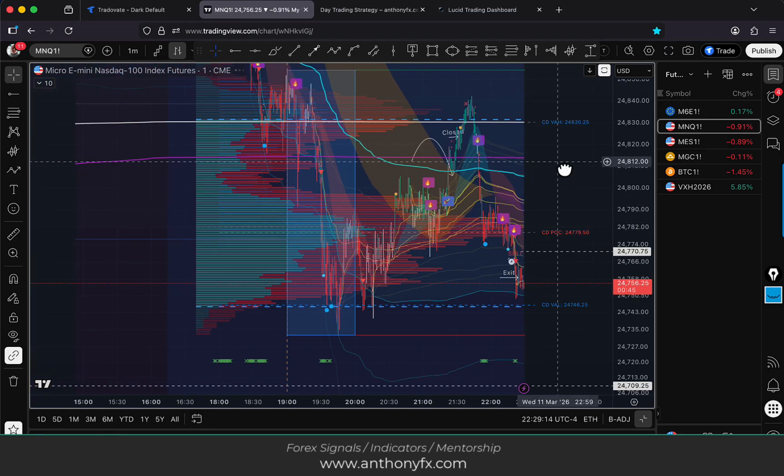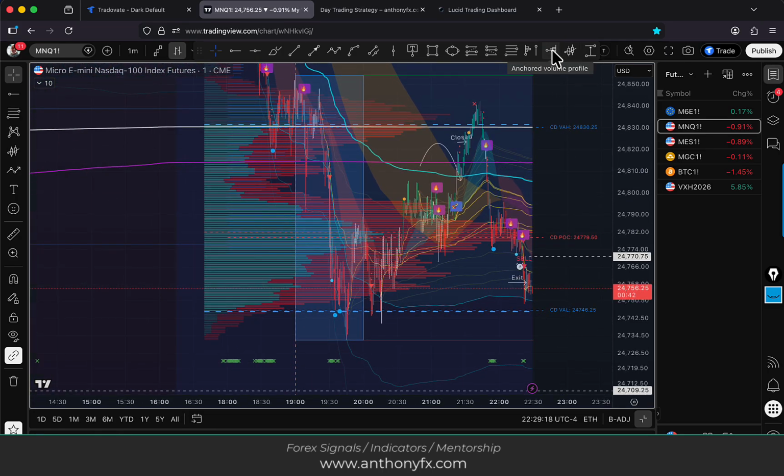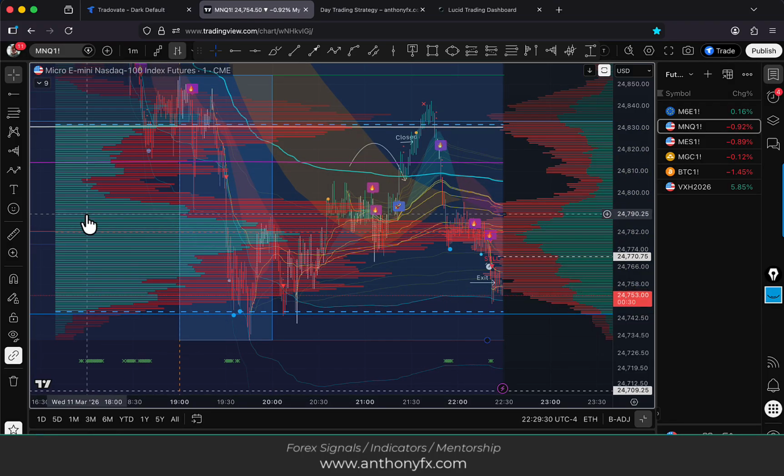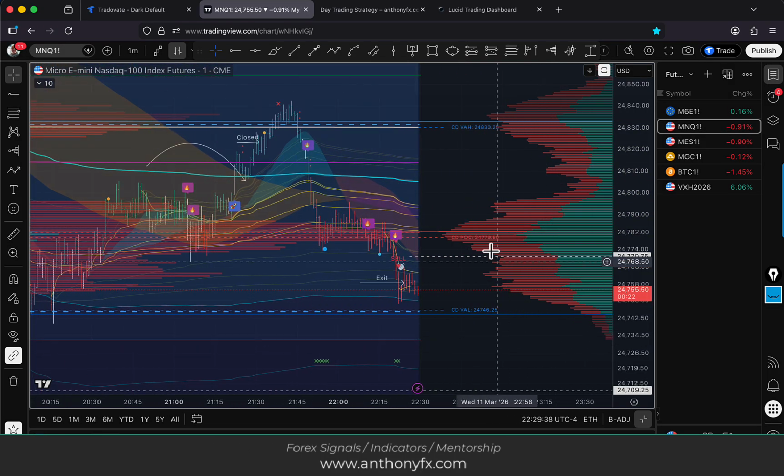So that's important too. Anchored volume profile. Look, I'll show you what I'm talking about. Let's chuck it back in there. Let's take that one off. Whoops. Oh, we'll leave it on there. Yeah. See, you got the high and the low, these blue lines.